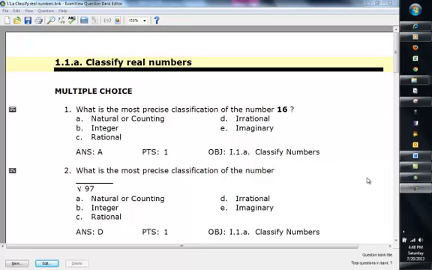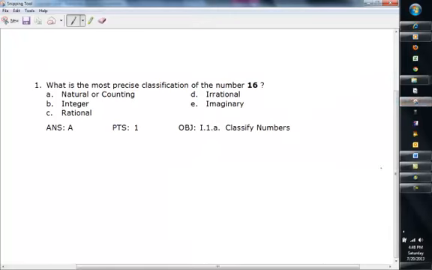We are in the lesson on classifying real numbers, the learning objective for that 1.1.A. The first question that we have is, what is the most precise classification of the number 16?